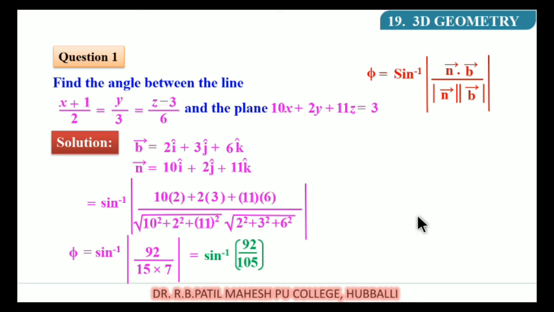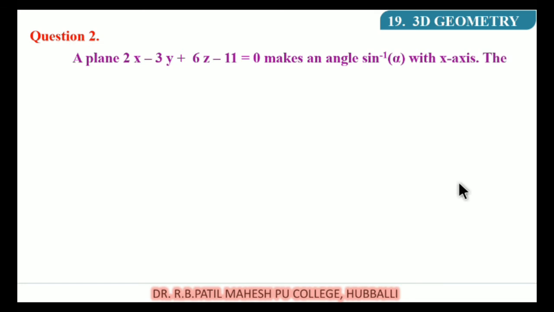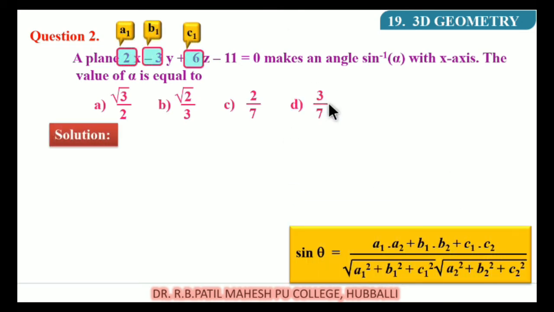Student, we will solve some more examples. Question number 2. A plane 2x minus 3y plus 6z minus 11 is equal to 0 makes an angle sine inverse of alpha with x axis. The value of alpha is equal to, we have 4 options. Option A is root 3 by 2, option B is root 2 by 3, option C is 2 by 7, and D option is 3 by 7.